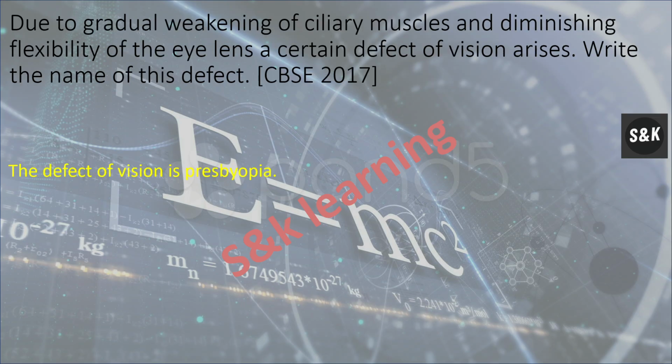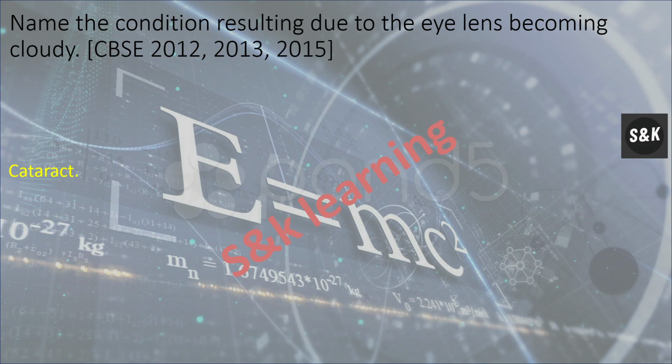Due to gradual weakening of ciliary muscles and diminishing flexibility of the eye lens, a certain defect of vision arises. Write the name of the defect. The defect of vision is presbyopia. Name the condition resulting due to the eye lens becoming cloudy. That's cataract.